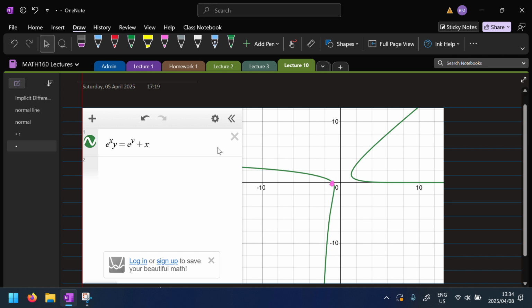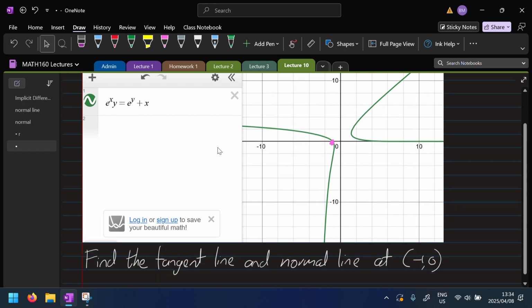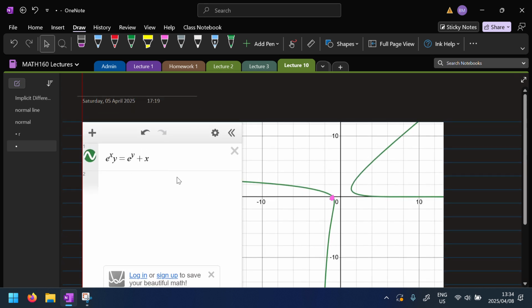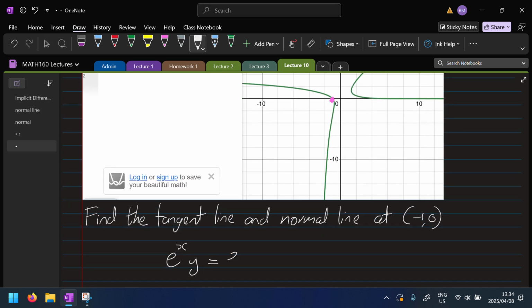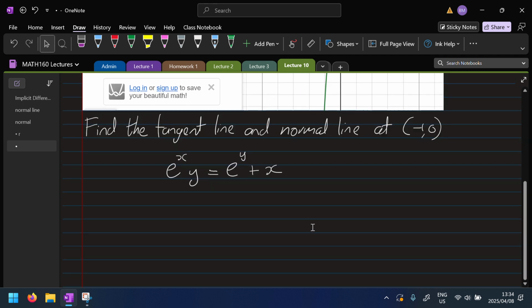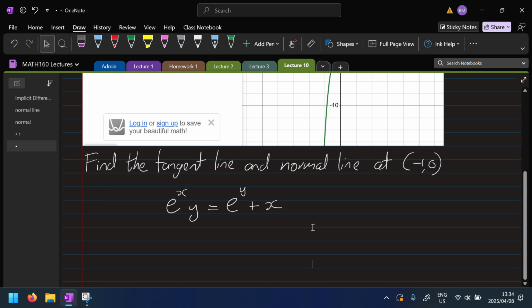Okay, so let's start with the equation for the curve. e to the x times y is equal to e to the y plus x. Okay, so same as always, we want to find the derivative y prime. That gives us the gradient, and then from the gradient we can get the tangent line and normal line. So to get y prime, d by dx on both sides.